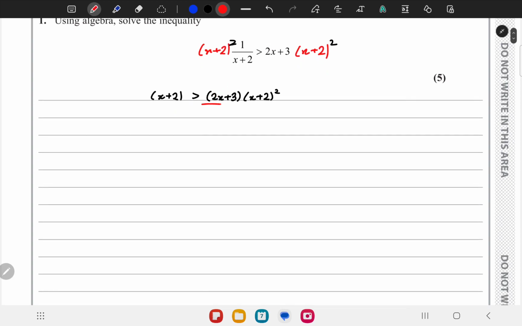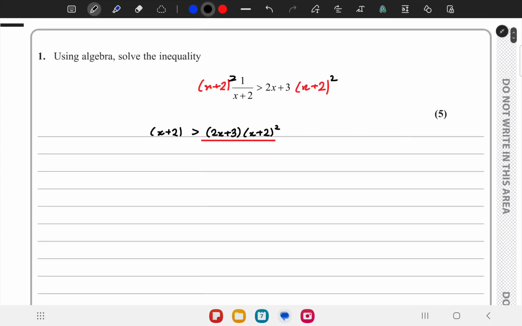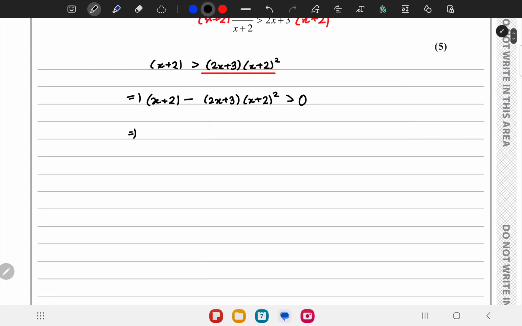Now we'll not break down this term over here at first because we'll get a cubic from this. We cannot directly solve cubics in our calculator in FP2. We'll be deducted marks for that. So we can move it all to the left. So we get x plus 2 minus 2x plus 3 times x plus 2 whole squared greater than 0. You could move everything to the right to keep the x cube positive as well, or you could take it to the left and then multiply by a negative and flip the sign.